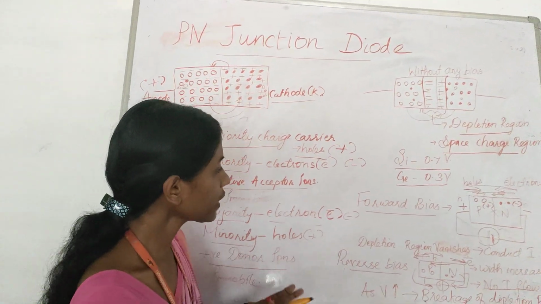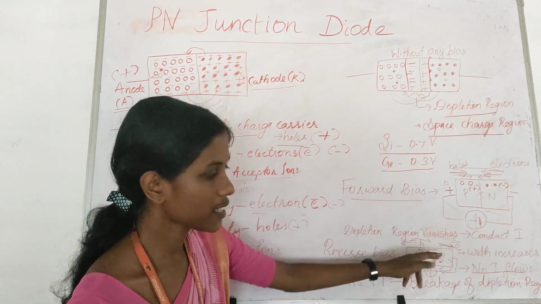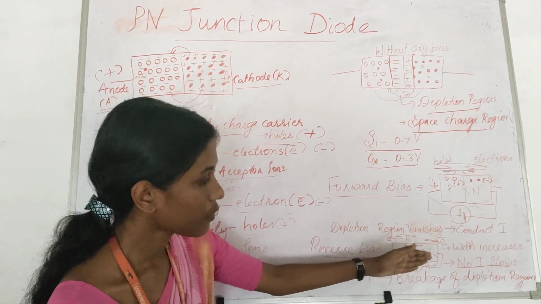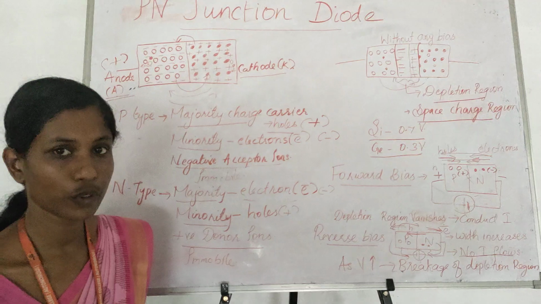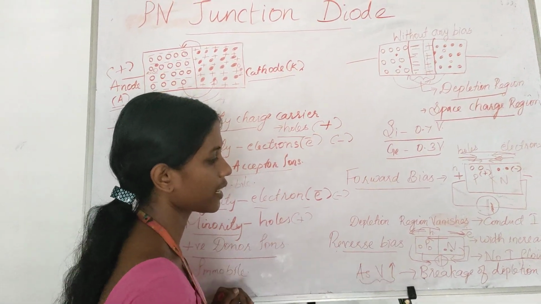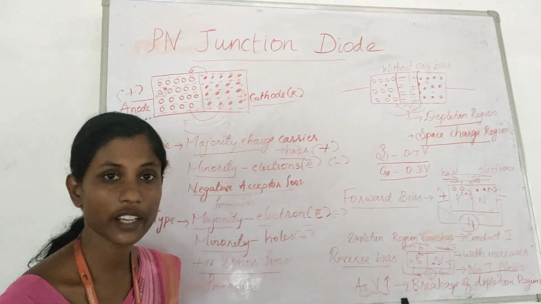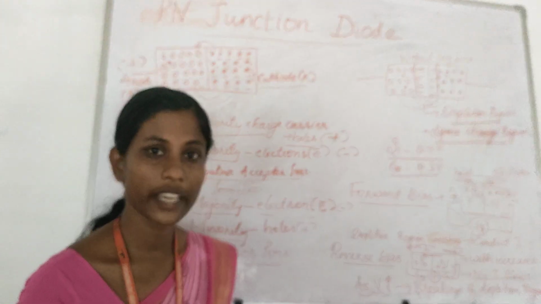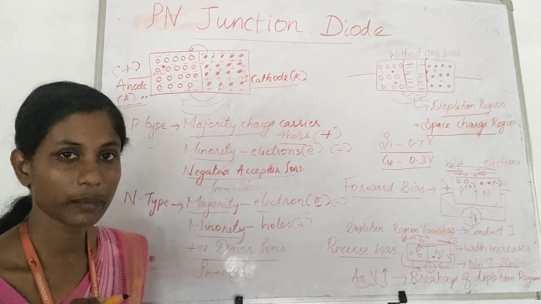So two conditions are there. Forward bias: depletion region width decreases and it conducts current. Reverse bias: as voltage increases, the depletion region width increases and no current flows. But as we keep increasing the reverse bias voltage to a higher value, there is a possibility of breakage of the depletion region. After the breakage of the depletion region, current will flow.